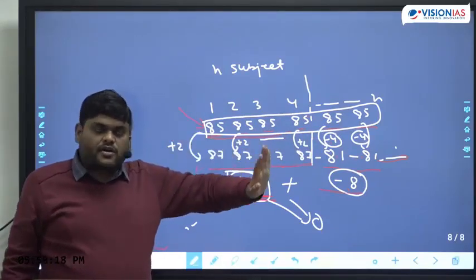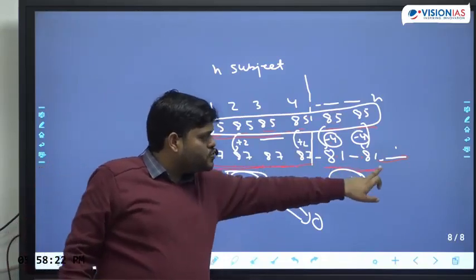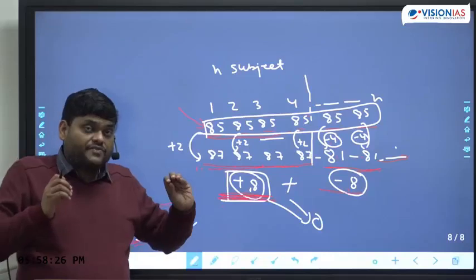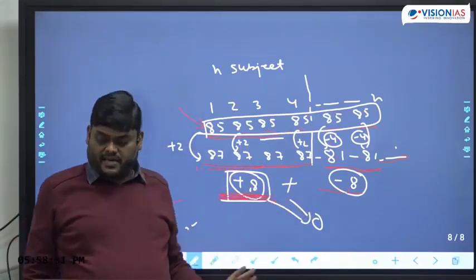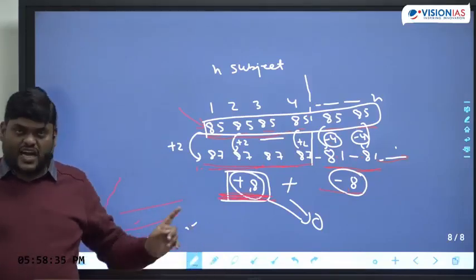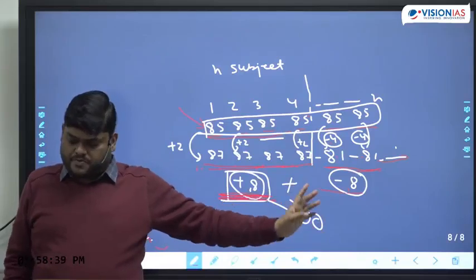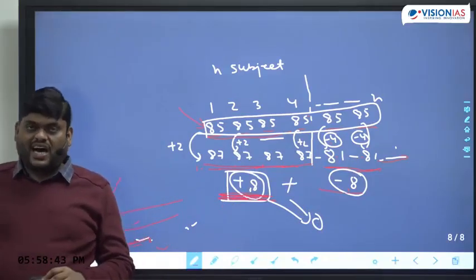Are you getting my point or not? So what is the number of subjects? These 4 subjects plus these 2 subjects, total subjects will be 6. If you are still not able to understand, I will suggest go with the formula method. Any doubt you can ask. Don't ask me, sir, repeat. I have repeated. If any particular doubt, you can ask.